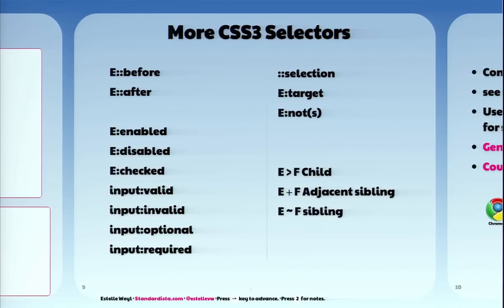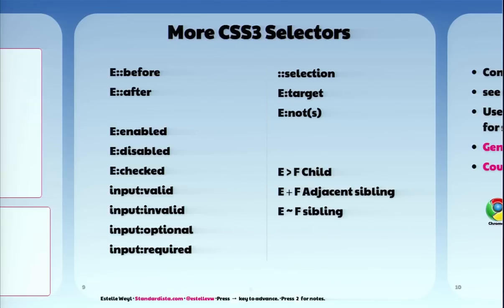Does anyone know what the greater than sign means? It says right there, child. So normally we do like UL LI, and that means an LI that is the descendant of UL. But the LI might be inside of an OL. If you put this here, it means it has to be the direct child. Not any descendant, but the direct child.